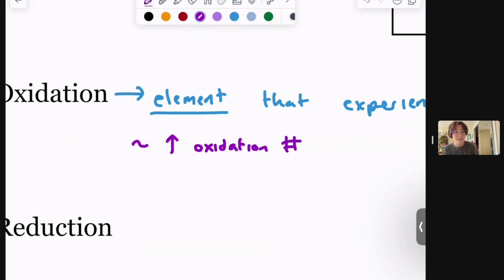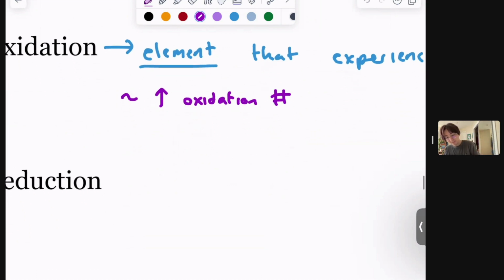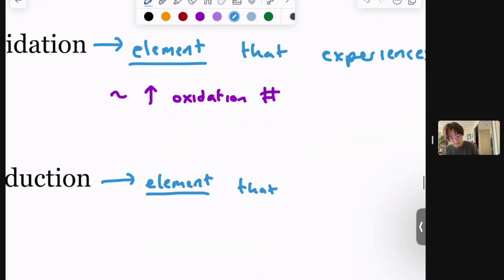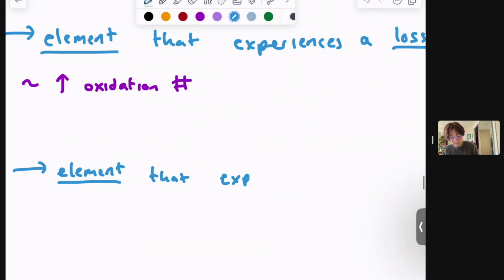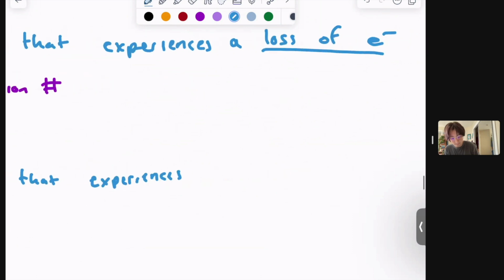Because we're representing the electrons, and the electrons have negative charges, so if you have less negative things, you get a bigger number. The thing that gets reduced is going to be the element that then gets those electrons, the element that experiences a gain of electrons.